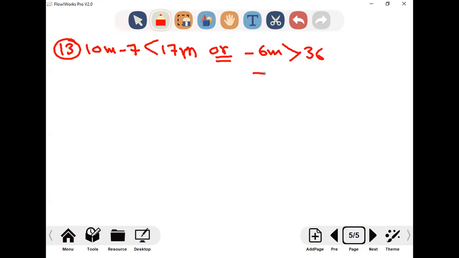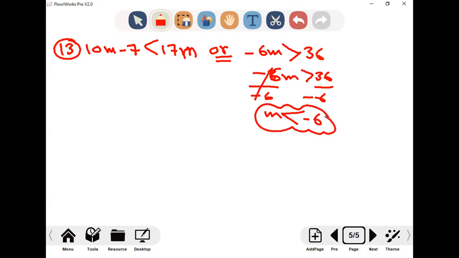This one is easy, just divide, right? Negative 6m more than 36, divide by negative 6 on both sides, m will be less than negative 6. We divide by a negative, so switch the inequality. But here we have a variable on both sides. I need to shift the variable 17m to the same side, and the negative 7 to the other side. Don't forget to switch the sign, not the inequality.